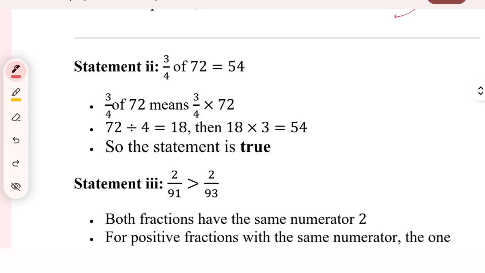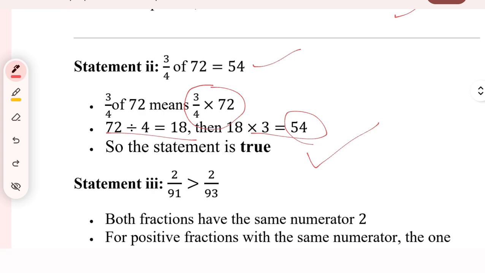Let's go to statement number 2. 3/4 of 72 is equal to 54. Is that correct? What do you mean by 3/4 of 72? It means you multiply 3/4 to 72. That is what it means. So if someone would ask you what's the 3/4 of 72, you simply multiply 3/4 to 72. So 3/4 times 72. That means 72 divided by 4, then you multiply by 3, and the answer is 54. That means the statement is indeed true.